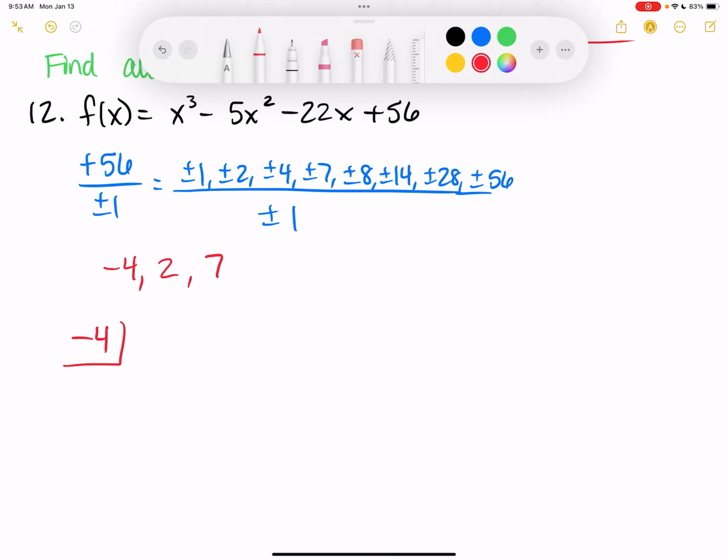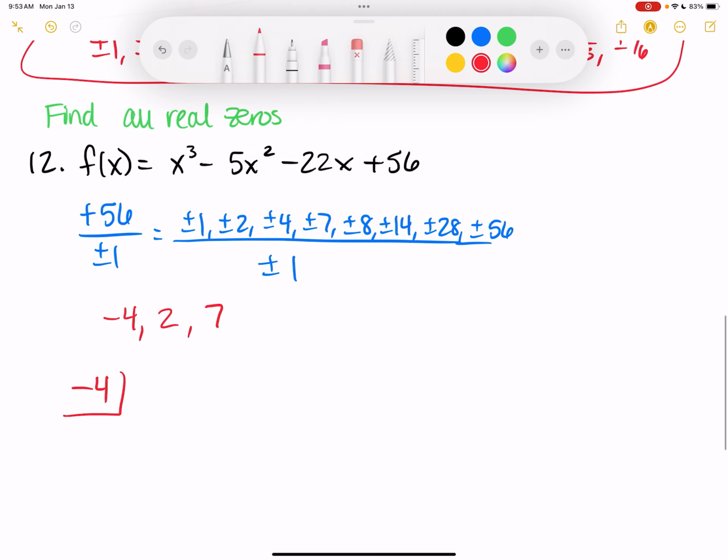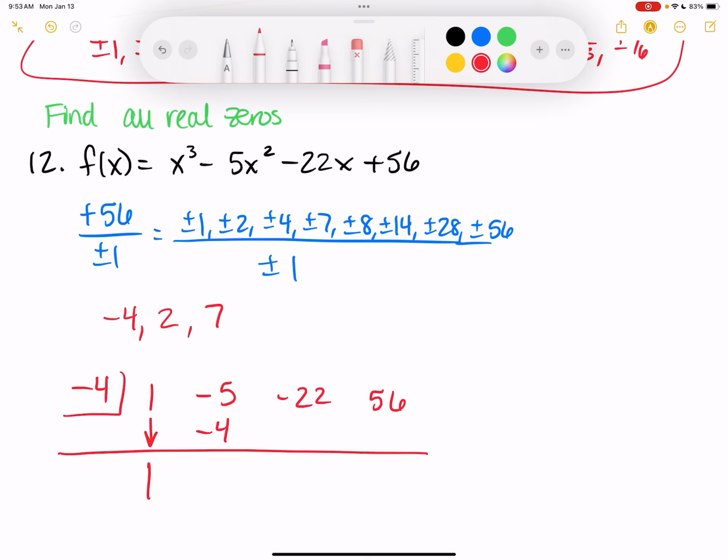All right, -4. Numbers in front, no terms are missing. So I've got 1, -5, -22, and 56. You bring it down for each number. So we bring down the 1, times -4 is -4, minus 5 is -9, times -4 is positive 36, minus 22 is 14, times -4 is -56. So we got a 0.